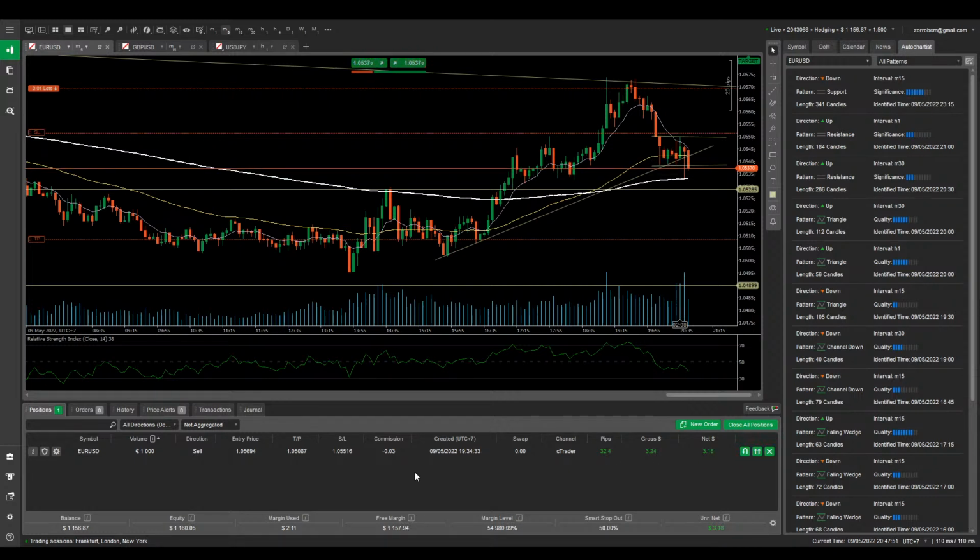Okay, so you see now, it broke again the small support over here. So it's going to test again the 200 moving average. So let's watch and see.